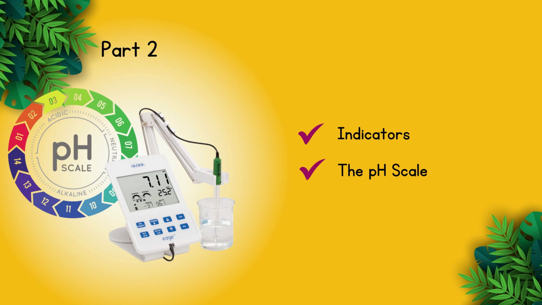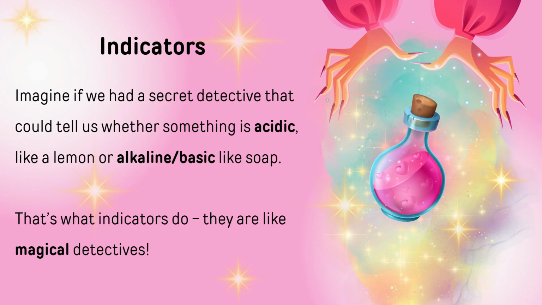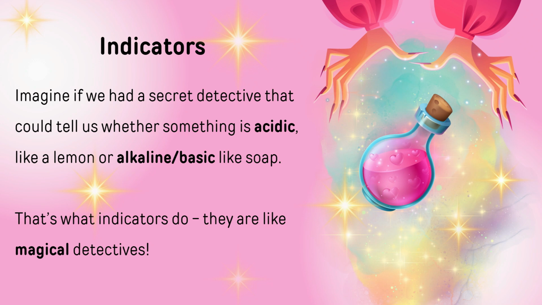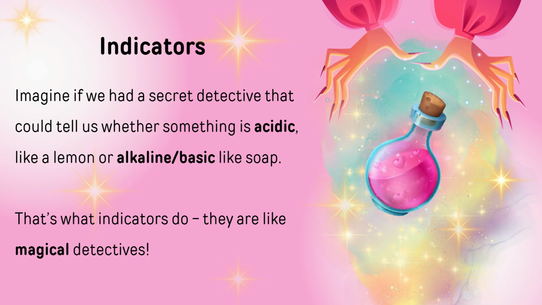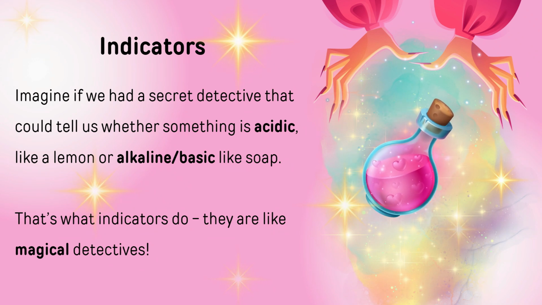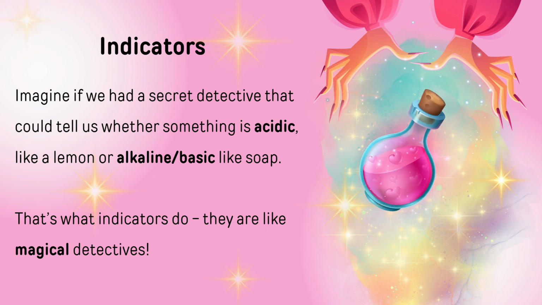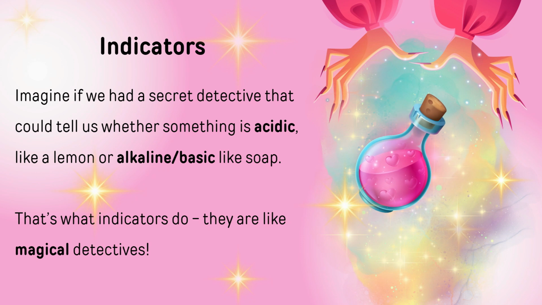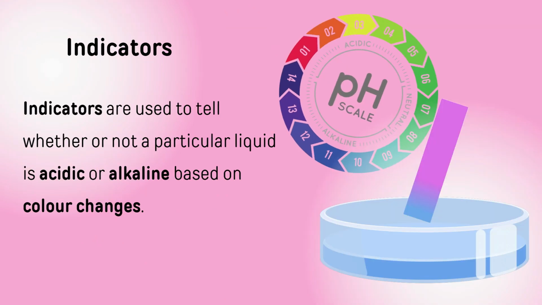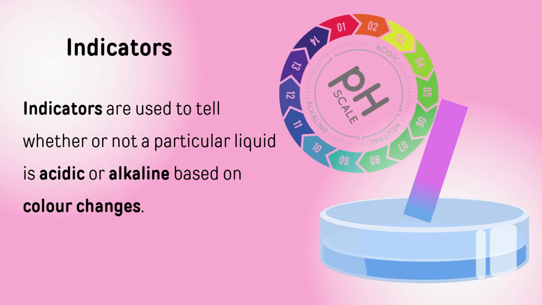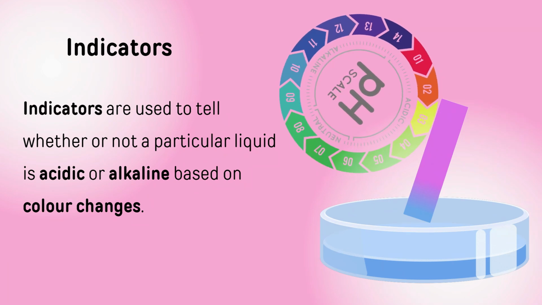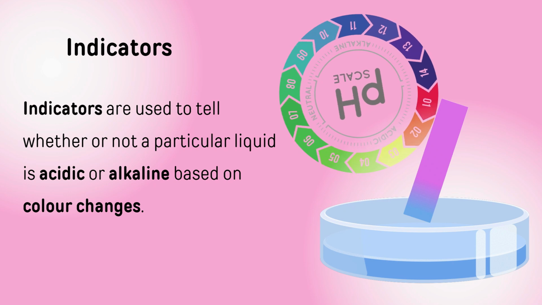Part 2. Indicators and the pH scale. Indicators. Imagine if we had a secret detective that could tell us whether something is acidic, like a lemon, or alkaline, like soap. That's what indicators do. They're like magical detectives. Indicators are used to tell whether or not a particular liquid is acidic or alkaline based on color changes.